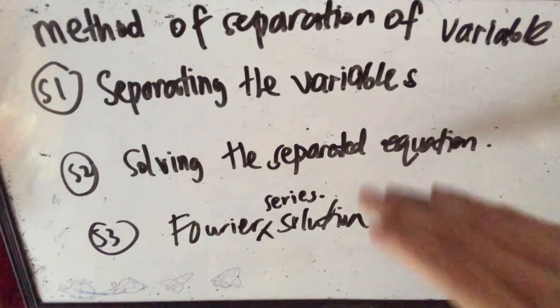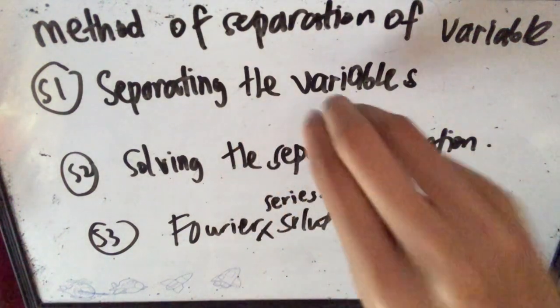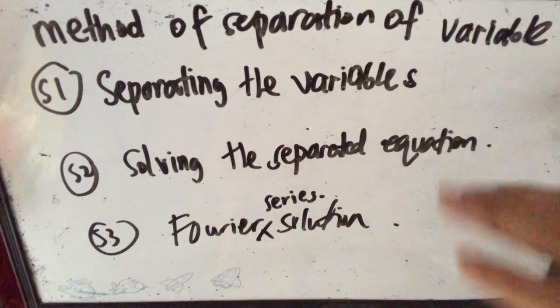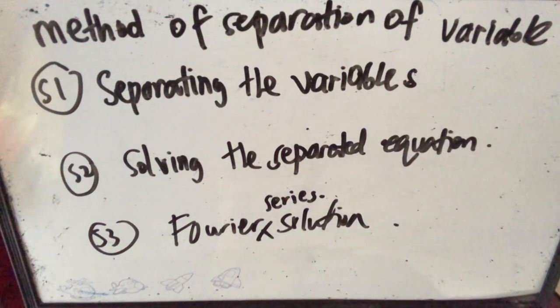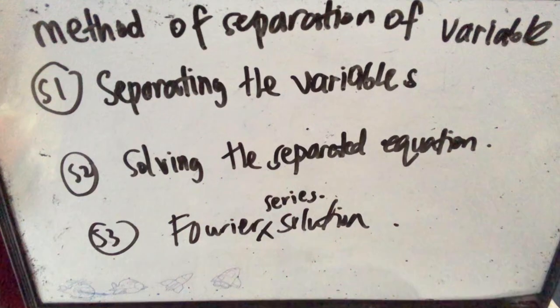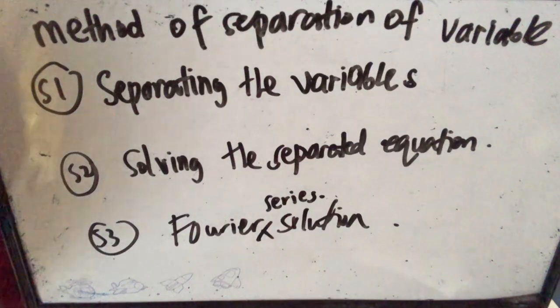Each step has its own sub-steps. For example, step 1 may have another 3 steps, step 2 may have another 1 or 2 steps, and step 3 may have another 1 or 2 steps. So I will break it down one by one. I will explain step number 1 first, then step number 2, step number 3, and so on. So, step number 1 is separating the variables.